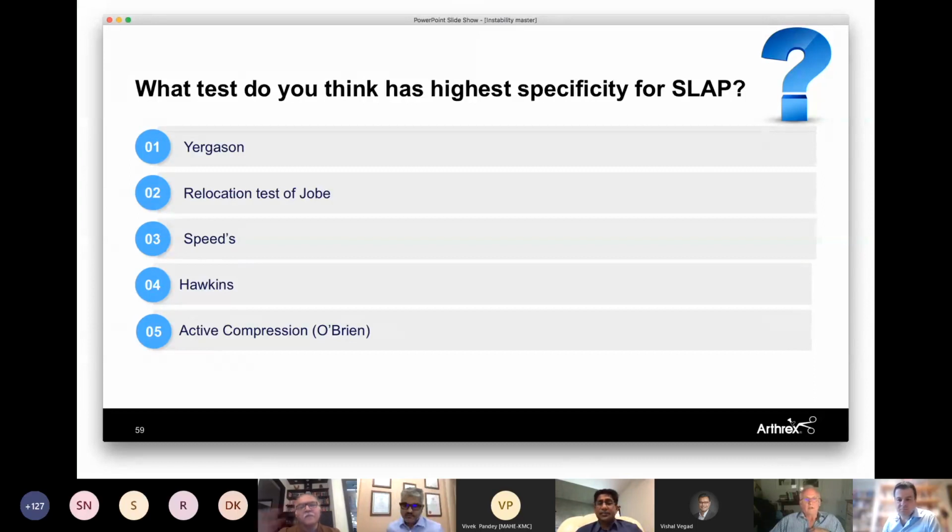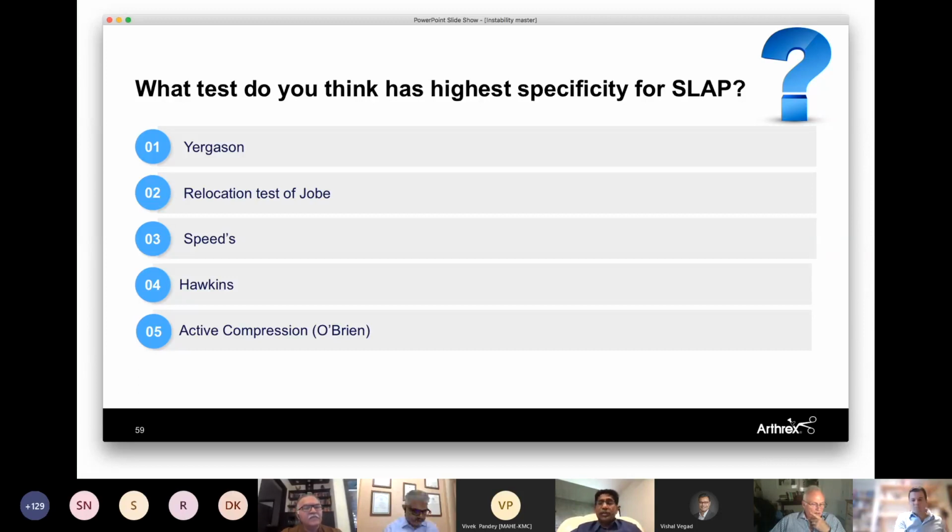What is your feeling on this, Sundar? We feel it's usually a combination of tests, because we know that some tests have low sensitivity and high specificity, and some tests show high sensitivity and low specificity. So usually it's a combination of factors.